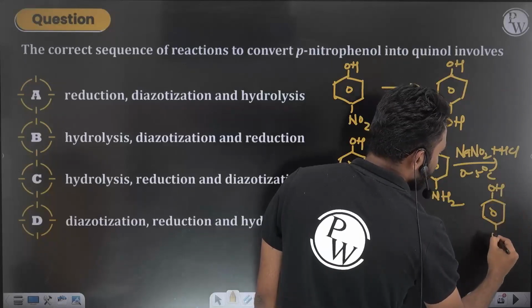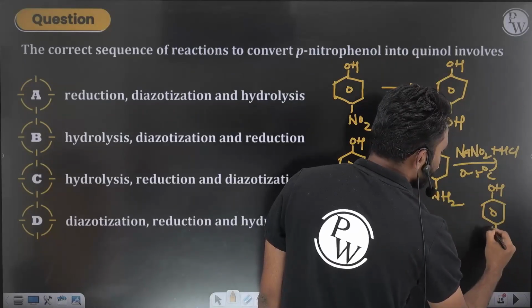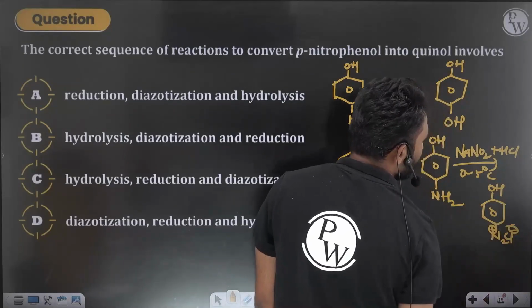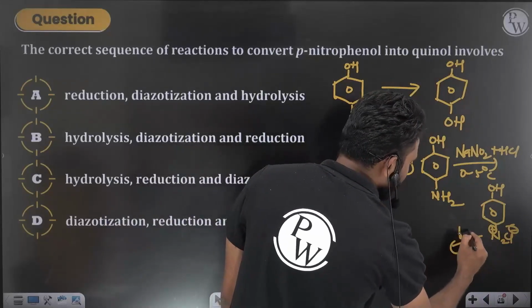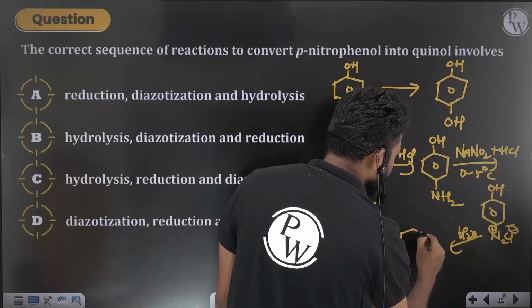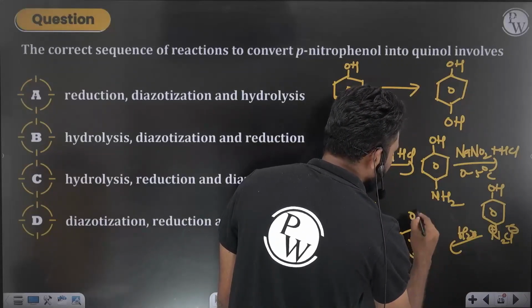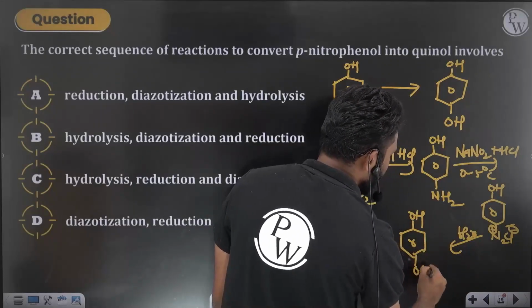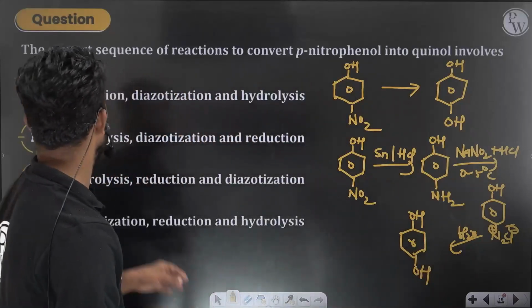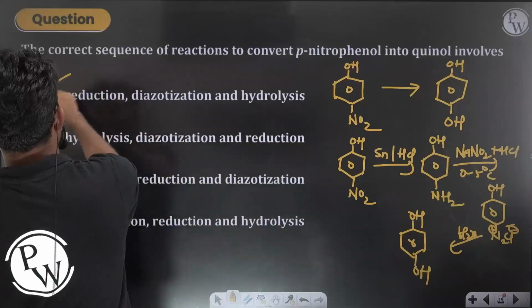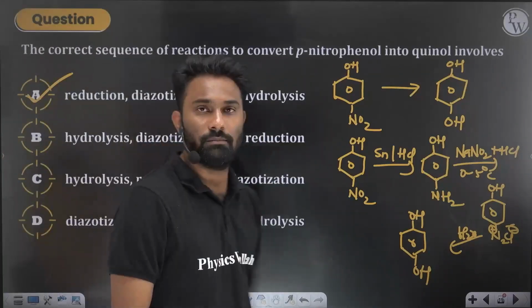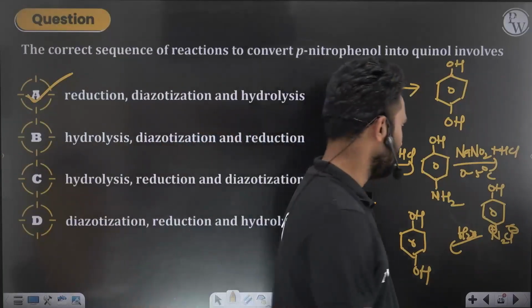It will be converted into diazonium salt. The diazonium salt upon hydrolysis will give resorcinol. So it is reduction, diazotization and hydrolysis. So option A is the answer. Okay. Next.